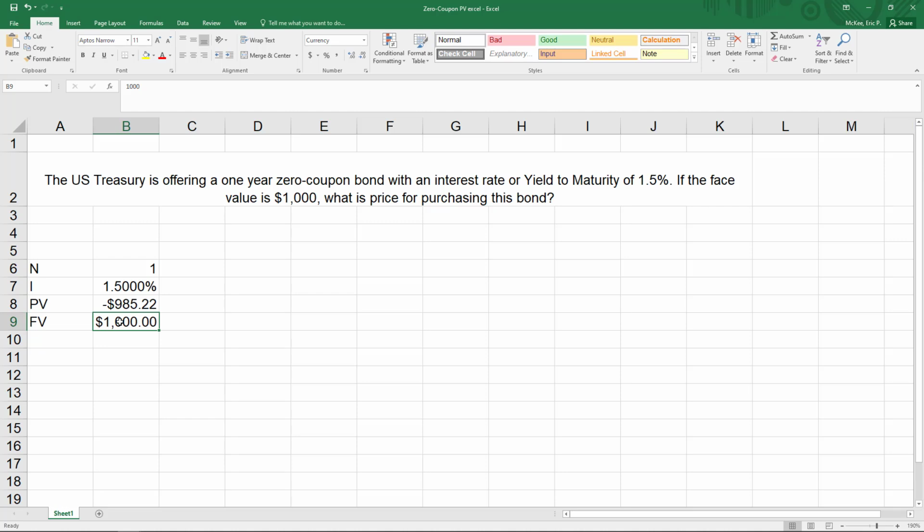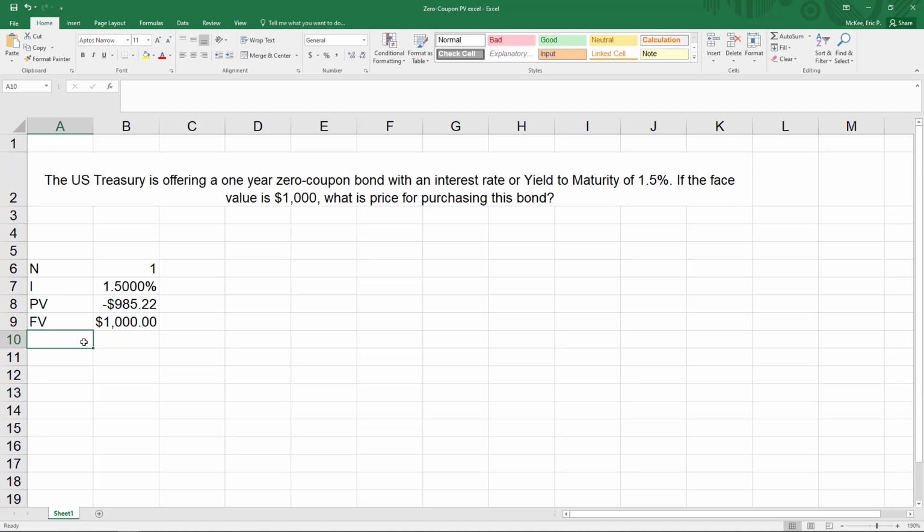Now, if we want to be a little fancier, use better Excel practices, and most importantly, be able to reuse this Excel file for future questions, we can use cell references. So I'm going to clear out what we hard-coded in here, and I will reference the cells where I entered these values instead of putting things in directly. So we put in our interest rate in B7. Number of periods was in B6. Payment will still be 0. We didn't have a value for that. And future value will be B9. And of course, we get the same 985 as our present value.